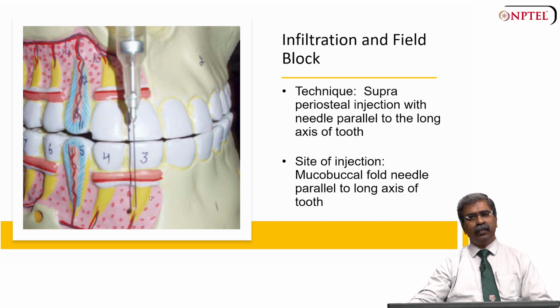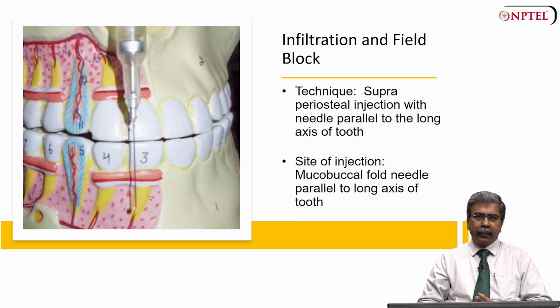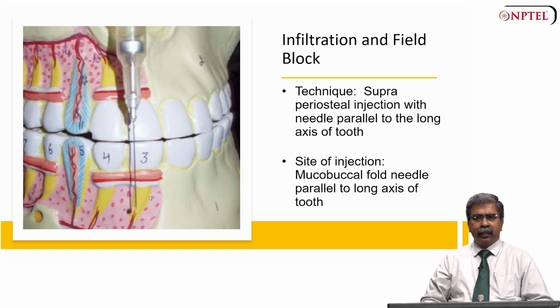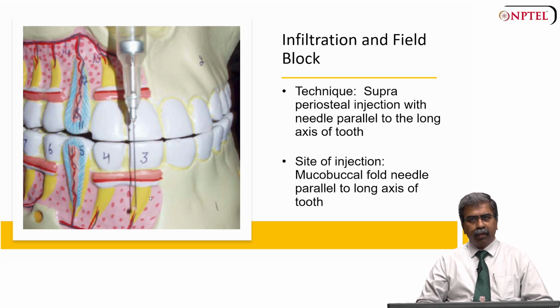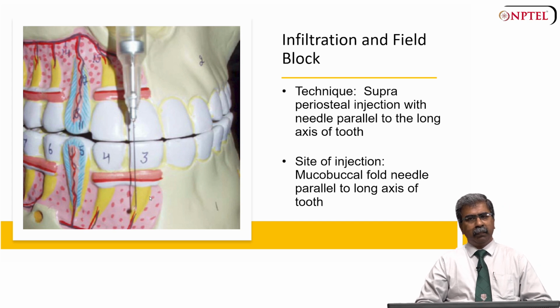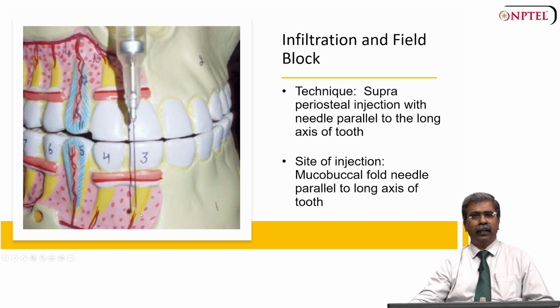The needle should be positioned parallel to the long axis of the tooth being anesthetized, and this ensures optimal delivery of the anesthetic and minimizes the discomfort. The site of injection is at the mucobuccal fold, where the buccal mucosa meets the alveolar mucosa. And the site is typically found at the height of the mucobuccal fold near the apex of the tooth being treated.